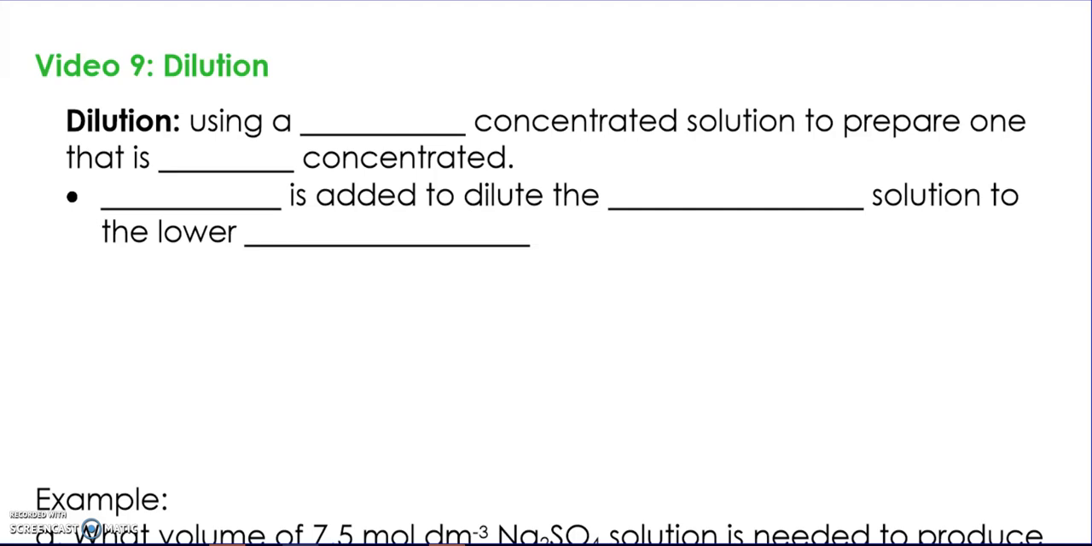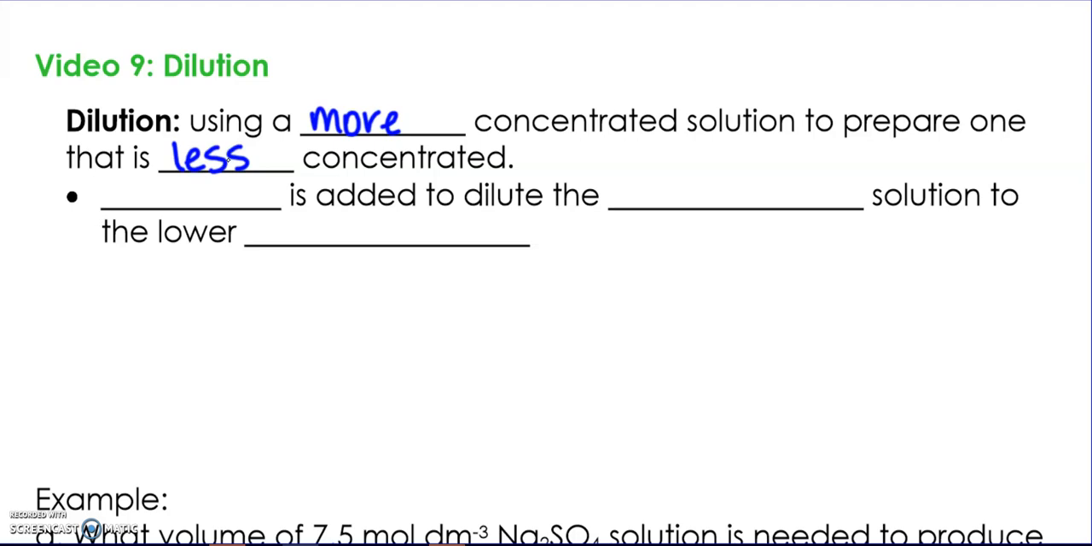This video is on dilution. So we're going to talk about how to make a dilute solution from a more concentrated one. So what dilution is what I just said. It's using a more concentrated solution to prepare one that is less concentrated.